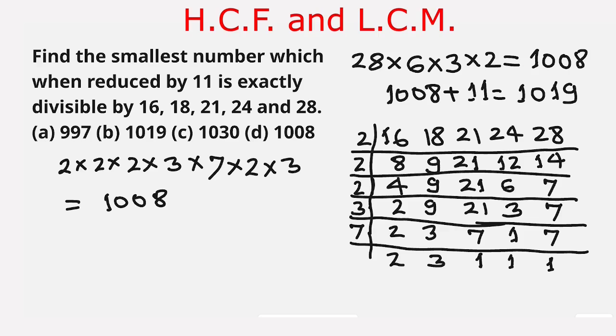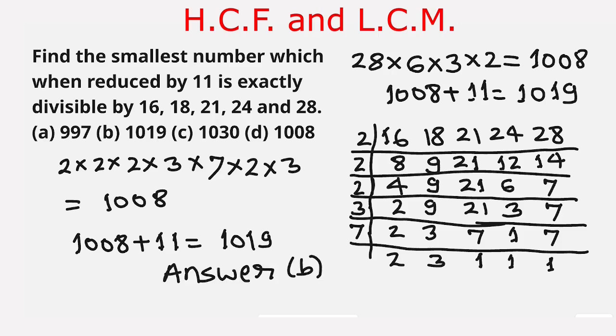Now we have to add 11 to this number to get our answer. 1008 plus 11 is 1019. This is that required number which when reduced by 11 is exactly divisible by 16, 18, 21, 24 and 28. And from the given options, our answer is option B, 1019. I hope you have understood the method of solving such type of questions. We go to the next question.